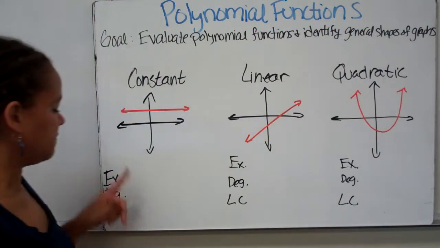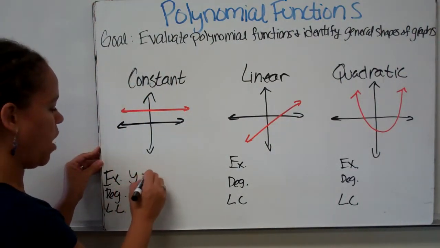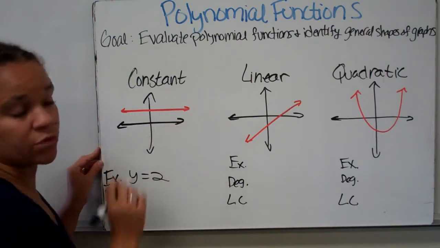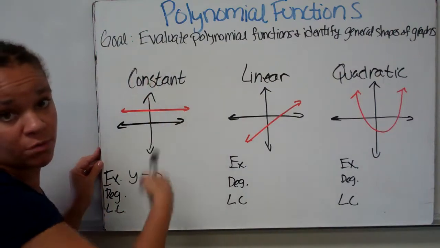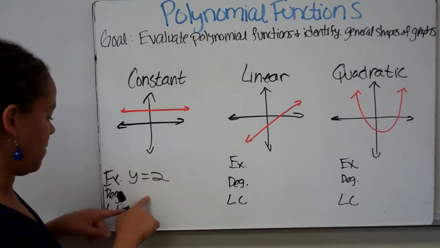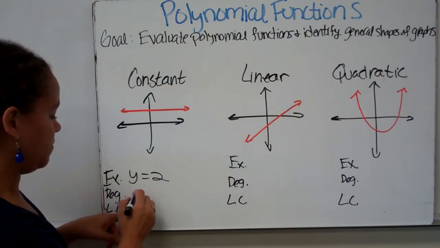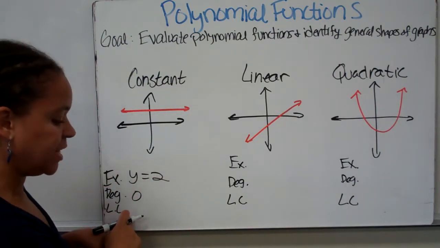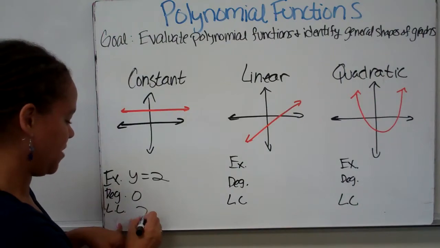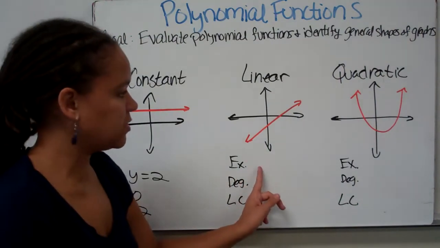So if we have a constant function, an example might just be y equals 2. That's just going through the y-axis. Of course, because it's horizontal, it's y equals. If it were vertical, it would be x equals some number. The degree here, there's no degree because we don't have a variable. And the leading coefficient, well, there's nothing else here but a 2. So let's look at the next example.